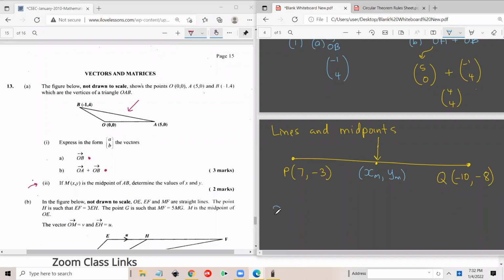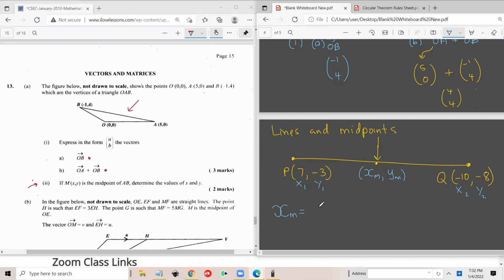To calculate the x coordinate of the middle, all you have to do is take the 2 x coordinates, add them, and divide by 2. We did this in August, sometime around there. So P and Q. P is the beginning of the line, Q is the ending of the line. P has an x coordinate and a y coordinate, so call it x1 and y1. Q is the end of the line, so call it x2 and y2.